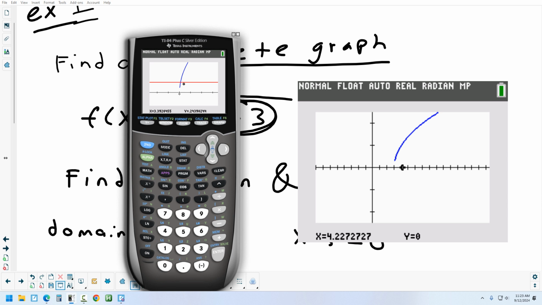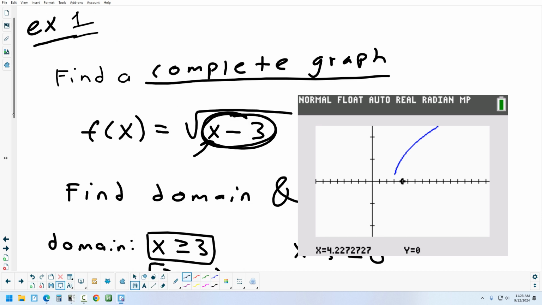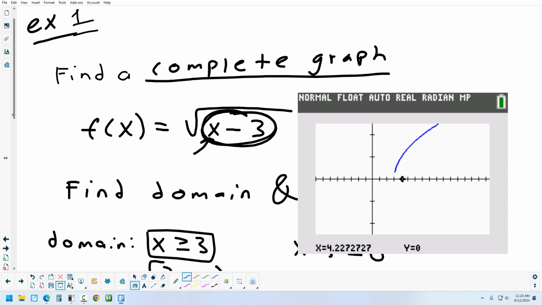Okay. And the way I can tell that it goes down to the axis is if you plug in 3, which is a number you're allowed to plug in. What's 3 minus 3? 0. And what's the square root of 0? 0. So the point 3 comma 0 is on this graph. That point is on it. And then it should curve up like that. That's how the graph should look. So you got to be careful with the calculator sometimes.